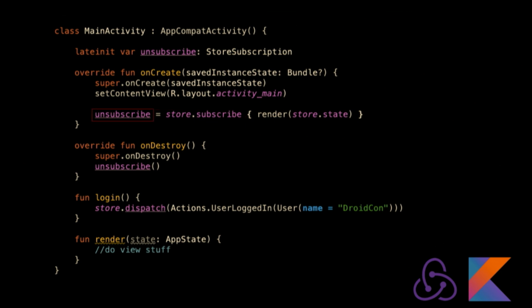The subscribe function returns a store subscription function. This is a function that's used to unsubscribe from the store when it no longer wants to receive state change updates. And this is typically done in your onDestroy. Calling the unsubscribe function removes the reference to the activity from the store and avoids a memory leak. And dispatching actions is done with the dispatch function on the store object. Here a user logged in action is dispatched with a new user object. This is a contrived example, but you can imagine using a click listener.